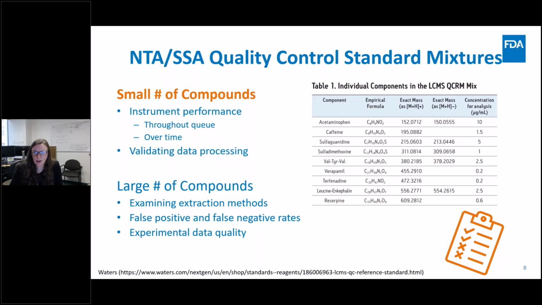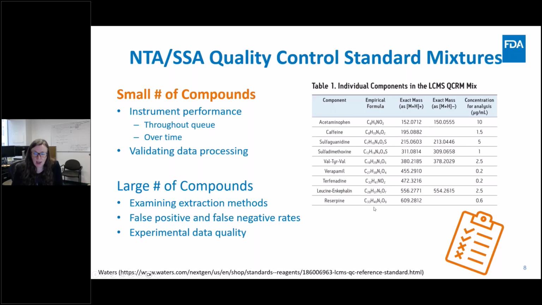The next thing I want to talk about, which I mentioned on the previous slide multiple times, is using appropriate quality control standard mixtures to make sure that your instrument is performing properly and that each of the steps in your workflow are performing properly. We use two different types of mixtures, one with a small number of compounds and one with a large number of compounds. The small mix that we use is the Waters LCMS QC RM mix, which we call Waters QC mix for short.